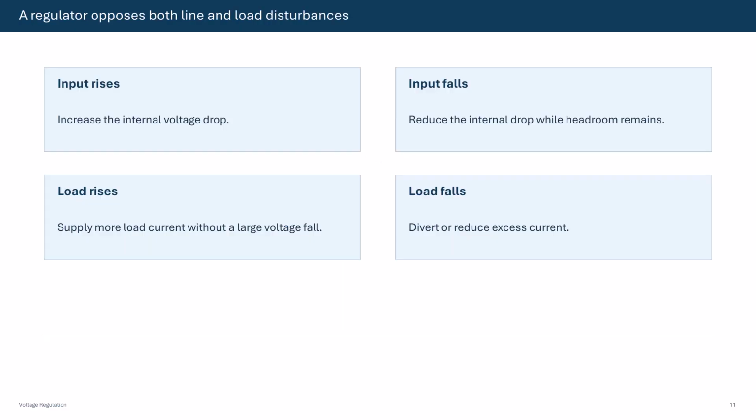The regulator acts as a control element. If its input rises, it must absorb more voltage internally. If the input falls, it must reduce the internal drop, provided enough headroom remains. When load current rises, the regulator supplies the extra current while limiting output fall. When load current falls, it diverts or reduces the excess.